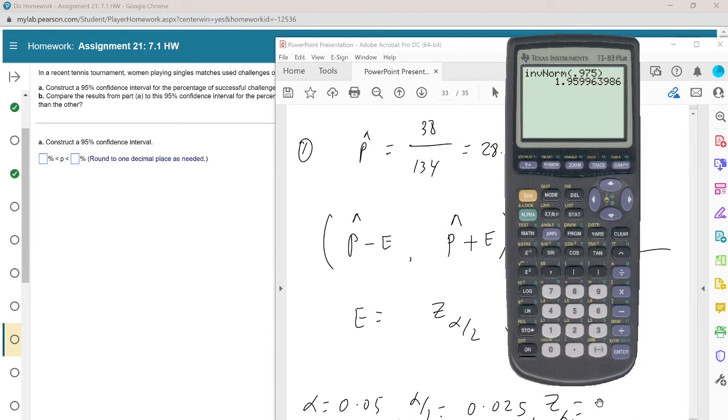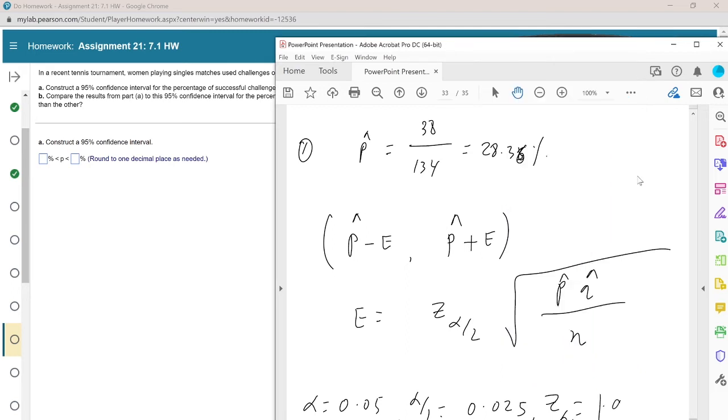So that's a Z score. It's 1.9599, so this is 1.96. Now using this formula, we have to multiply the Z score by the square root of p cap, which is already given, 0.2836. Q cap, what is Q cap?